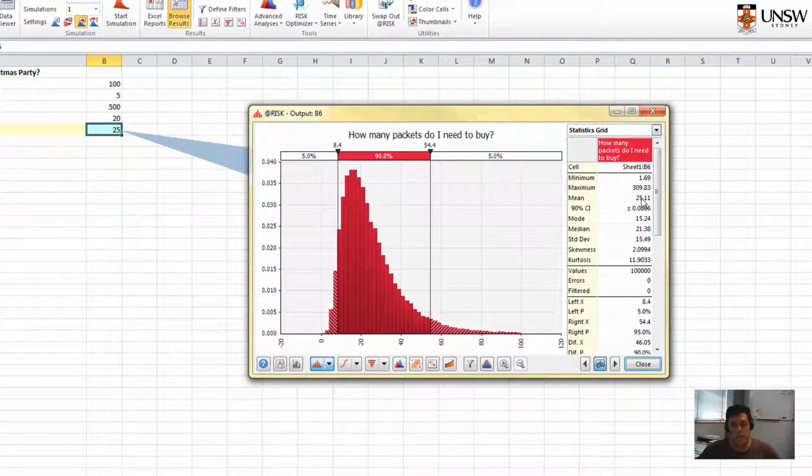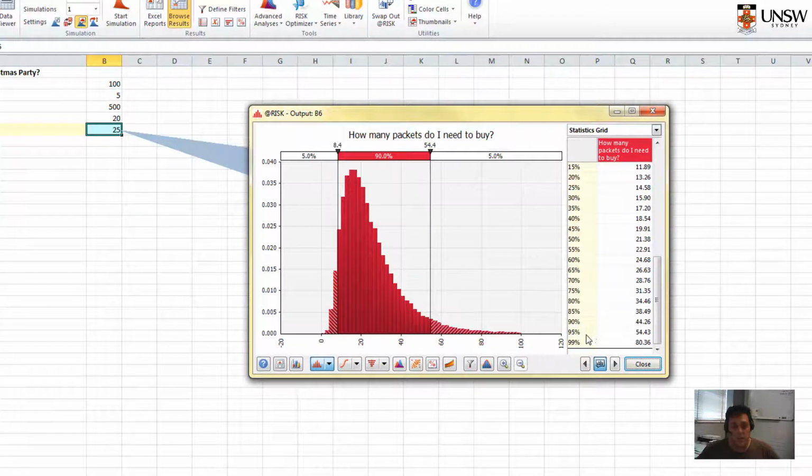So in this case, I've got a mean of 25. The median is 21. So that's saying that if I buy 21 packets, there's a 50% chance that I'll have enough and 50% chance that I won't. Or I could look further down here, maybe at the 90th percentile, which would tell me to buy 44 packets if I want to make sure that there's only a 10% chance I would run out, or 54 packets if I want to ensure that there's only a 5% chance that I would not have enough packets of party pies to go around.